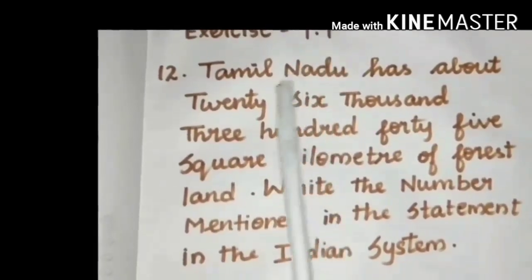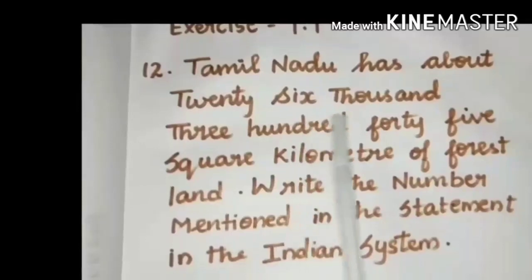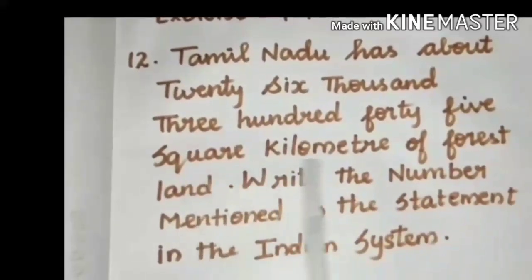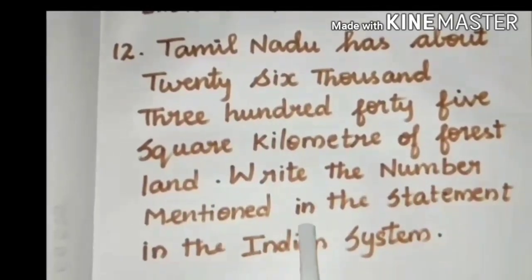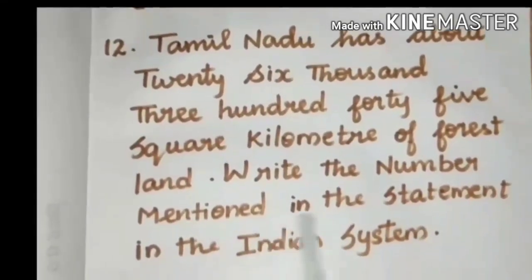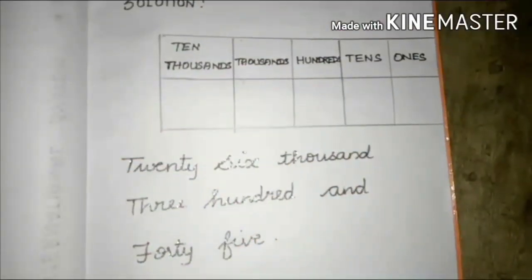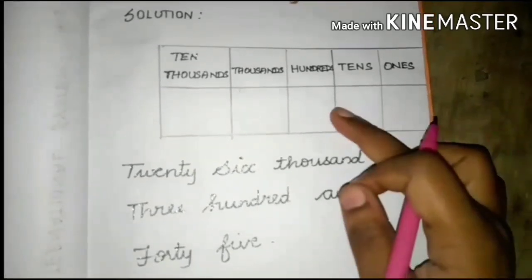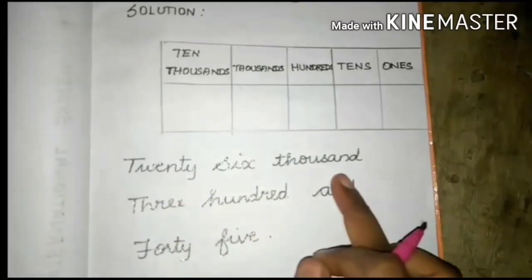Exercise 1.1. Tamil Nadu has about 26,345 square kilometer of forest land. Write the number mentioned in the statement in the Indian system. This one is similar to the last example sum. First, you have to draw the place value chart. Then the given number is 26,345.